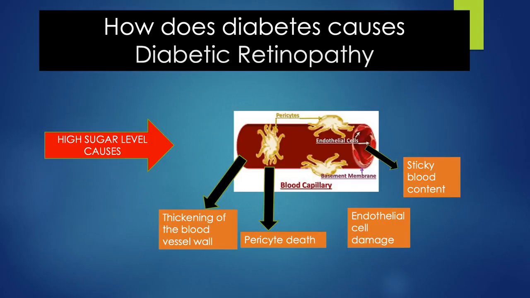Diabetic changes to the eye are called diabetic retinopathy. There are many stages of the disease which will be discussed later.